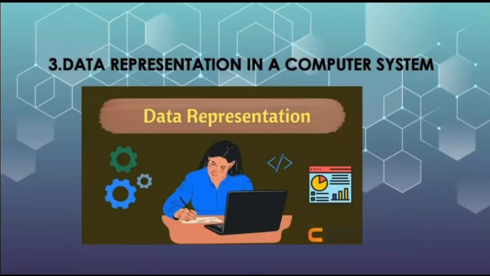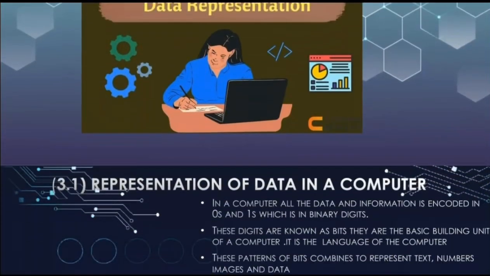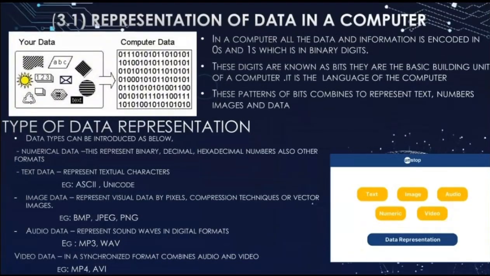Next, I would like to discuss data representation. Representation of data in a computer. In a computer, all the data and information is encoded in zeros and ones, which are the binary digits. These digits are known as bits. They are the basic building unit of a computer. It is the language of the computer. These patterns of bits combine to represent text, numbers, images, and data. Types of data representation can be introduced as numeric data, text data, image data, audio data, and video data.